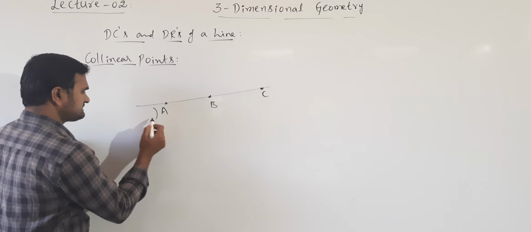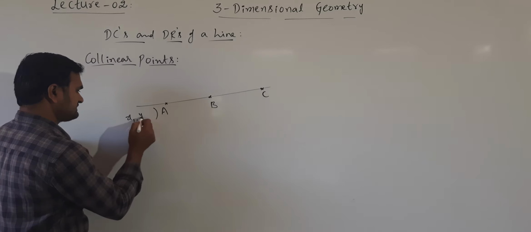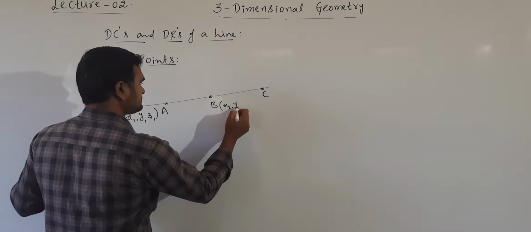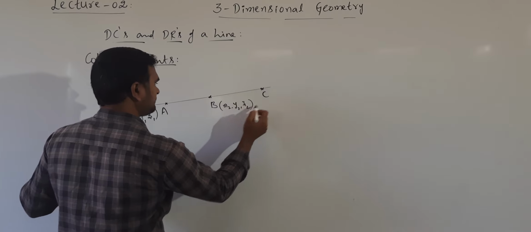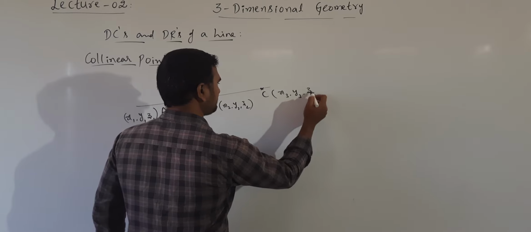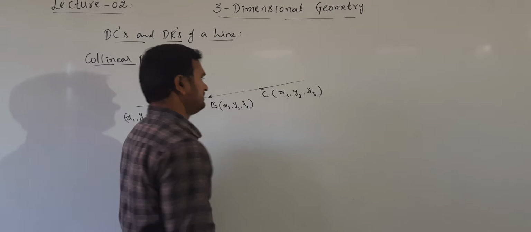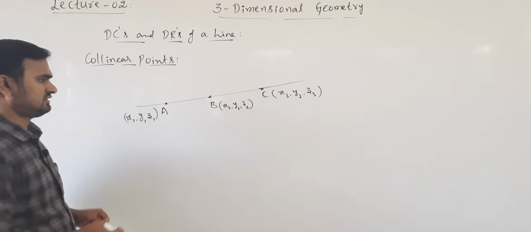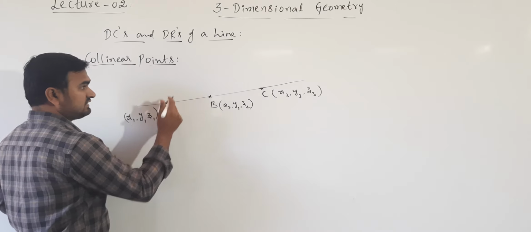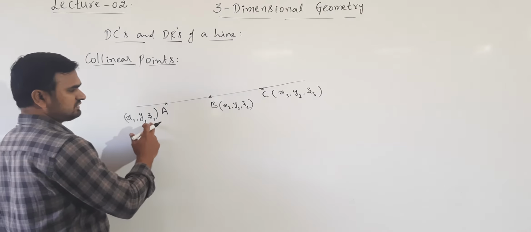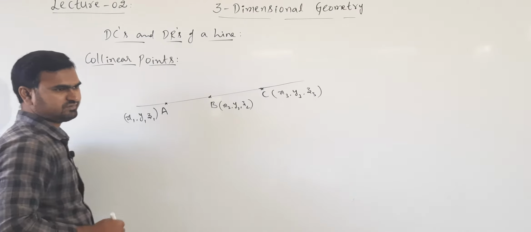Now what will be the condition so that these 3 points, A is x1, y1, z1, B is x2, y2, z2 and C is x3, y3, z3, are collinear? How do we prove that these 3 points are collinear? Here we use the concept of DRs of the line joining 2 points. We know how to take DRs of the line joining any 2 points given.